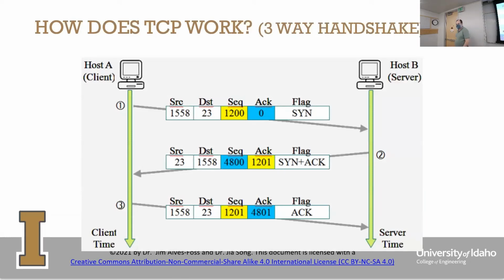So how does TCP work? This is our three-way handshake. Host A has a source port 1558, destination port 23. We'll assume sequence number 1200. So pretend the last byte I sent was 1200. No ACK, I don't know what you're talking about. And I set a flag called the SYN flag. That means synchronize. The host gets it and says, hey, this is a SYN flag. Somebody wants to talk to me. What I'm going to do is say yes, maybe.